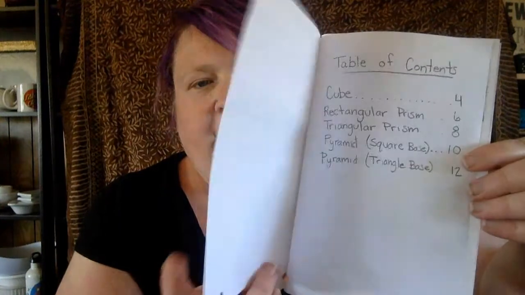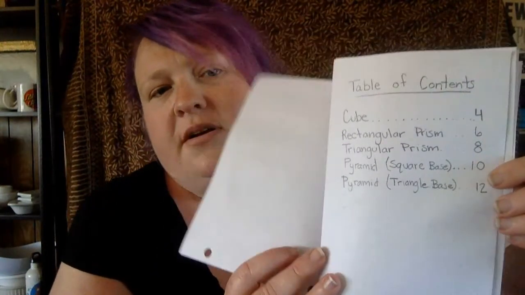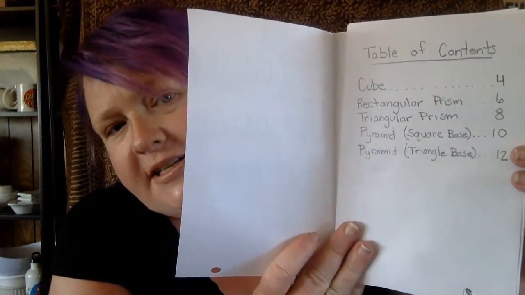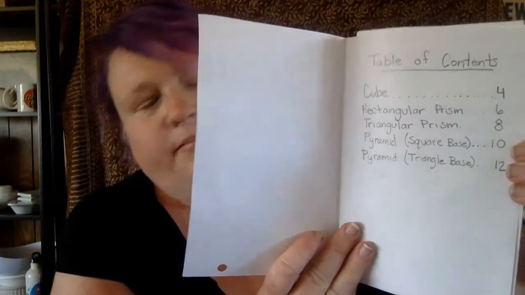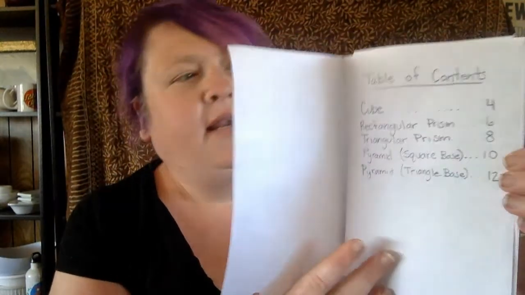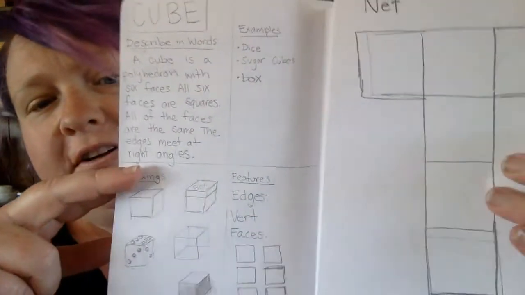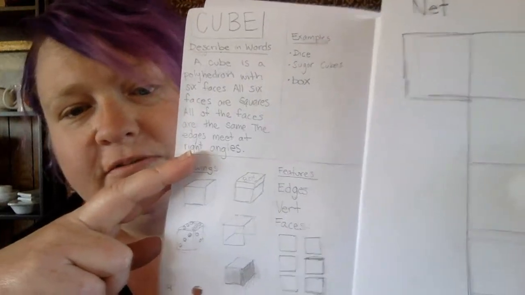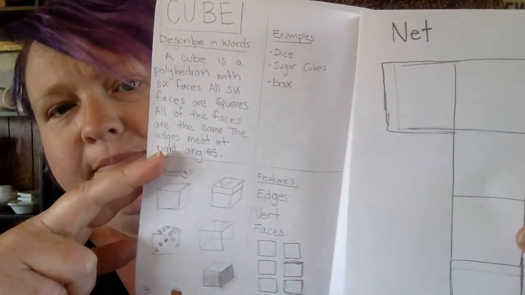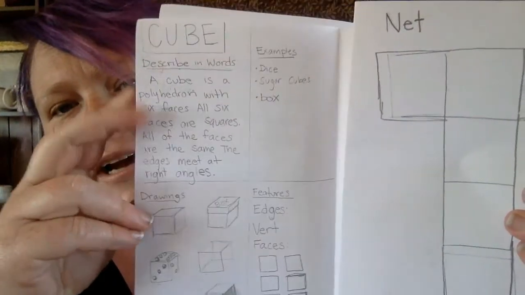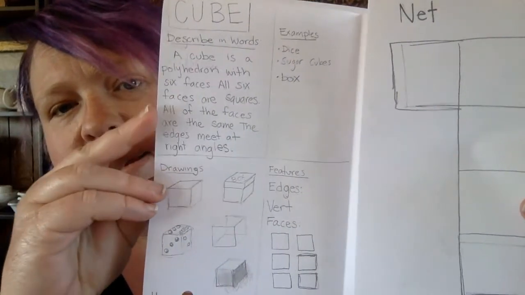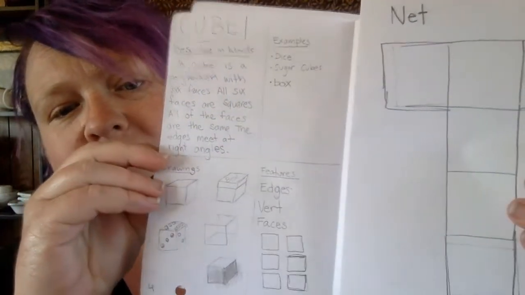Then on the next page, I have my table of contents. The next page would be where I'm going to set up for cube. Now this one is totally filled out for next week. Don't feel like you have to do that. But basically on one side, I put the title that was cube, and I put the 4 boxes.